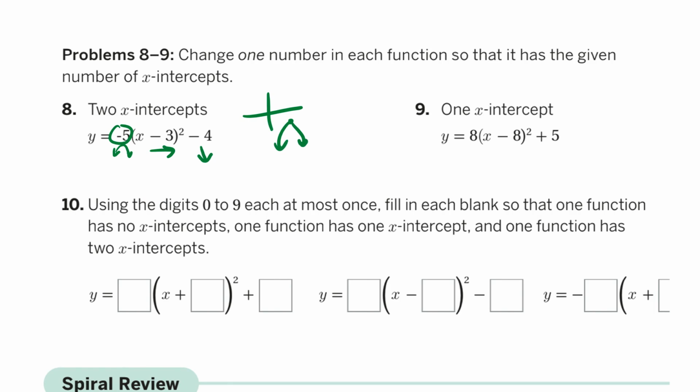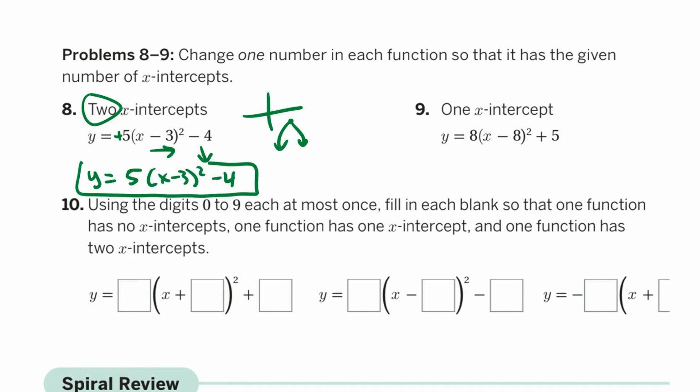So if I wanted it to hit the x-axis twice, I have two x-intercepts, all I have to do is change this number in the front to become positive. So if I have the function y equals 5 times x minus 3 squared minus 4, now this one would point the opposite direction, which would tell me that I would have two x-intercepts.